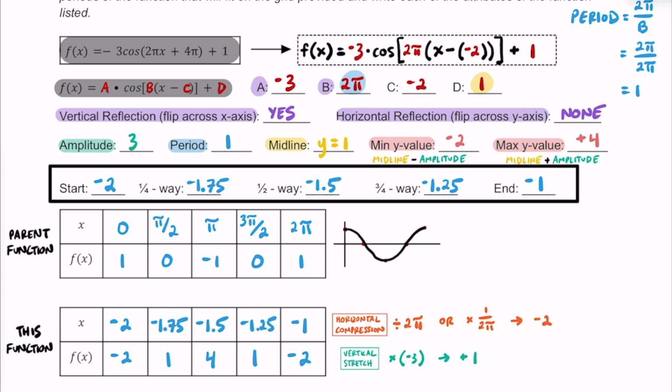And then for our X values, we took all of our X values, we divided them by basically our B value, or multiplied by 1 over B, and then we went ahead and added our C value, which was -2, and that's how we got all of our new X values. All right, now that we have this filled in table, we can go ahead and graph this.